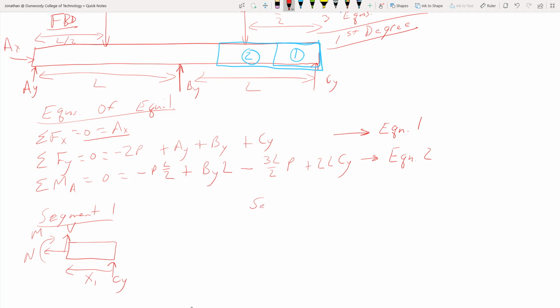And for the other segment, now we've got a little bit longer of a thing. I have P acting at L over 2, CY still, have a normal, shear, and our bending moment. And we're going to call this x2.